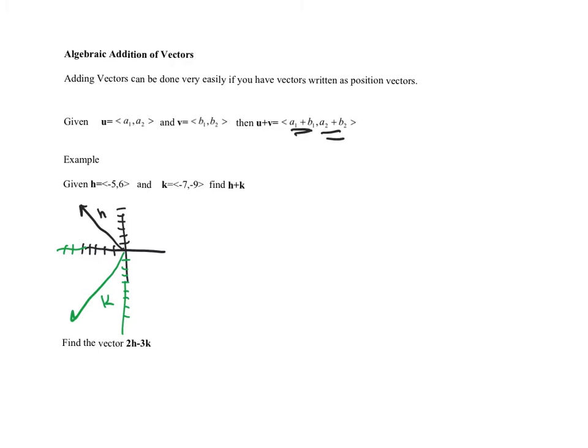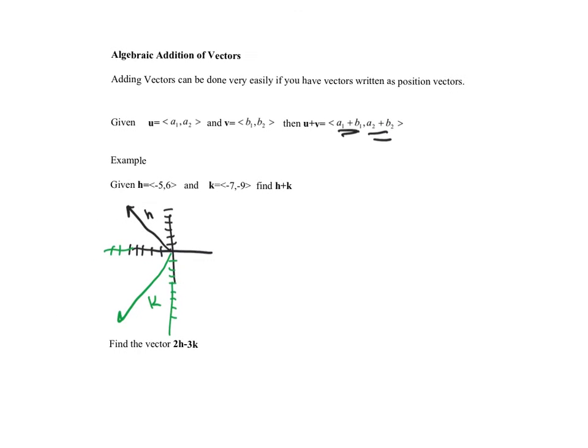So if I was to do an informal look at what the sum vector is going to look like, well, there's my parallelogram. So I'm guessing the sum is going to point somewhere down here. Now that's pretty rough, but I know it's going to be somewhere in quadrant 3 because it's left and down.